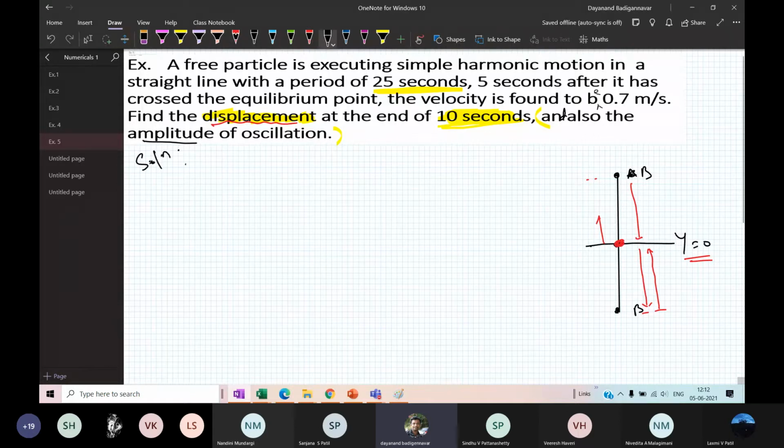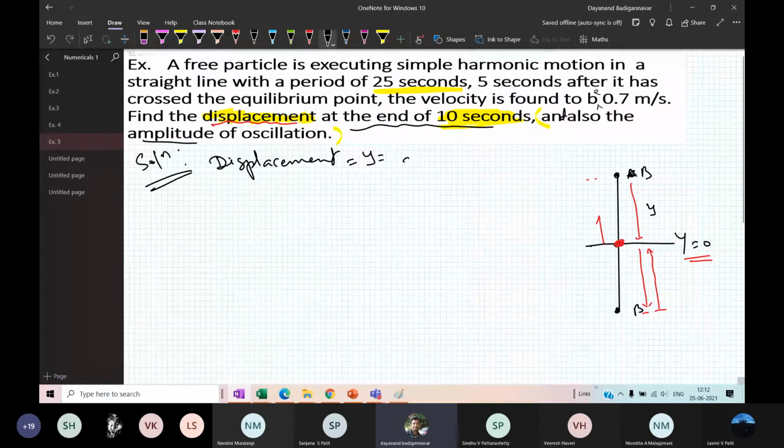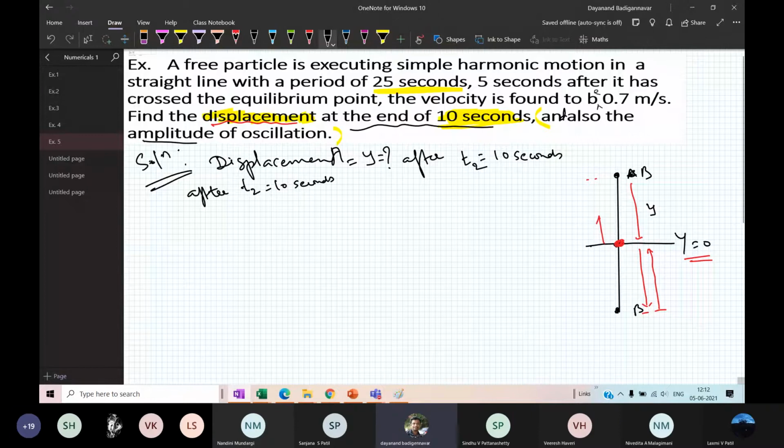So first, the aim is to find the displacement. What is the displacement given by? It is given by the value of y. Displacement at the end of 10 seconds, that is after t2 equal to 10 seconds. I will write this, this is the aim. I will let you know why I have taken it as t2.